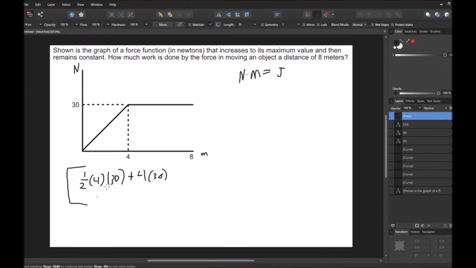Now I'm going to bracket these off so we know that they're separate things. So 1/2 times 4 is 2, and we have 2 times 30, and then 4 times 30 is 120, so we have 60 plus 120, which is 180 joules. And that would be our answer for that one.